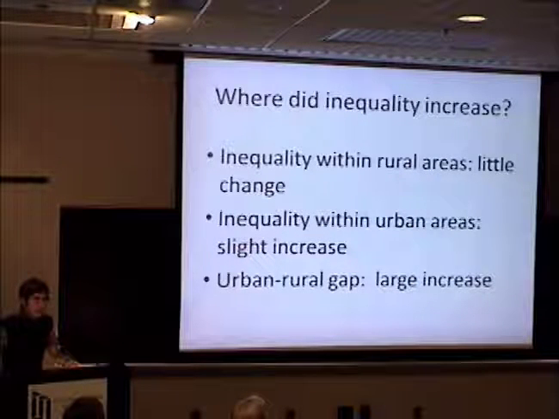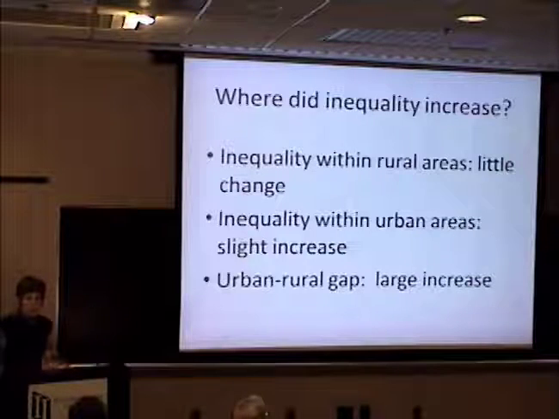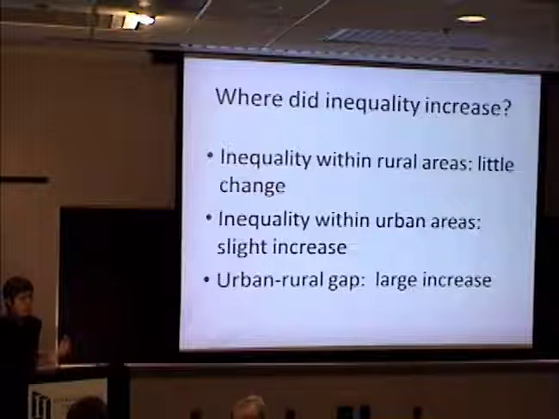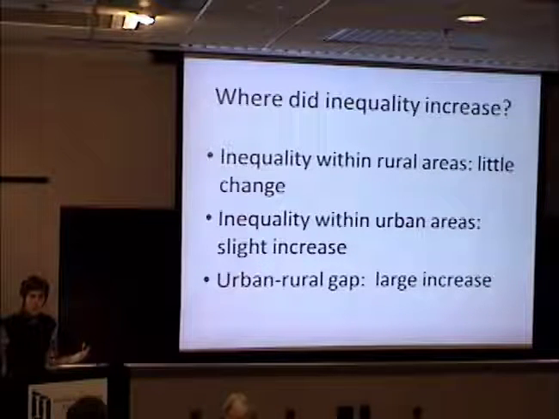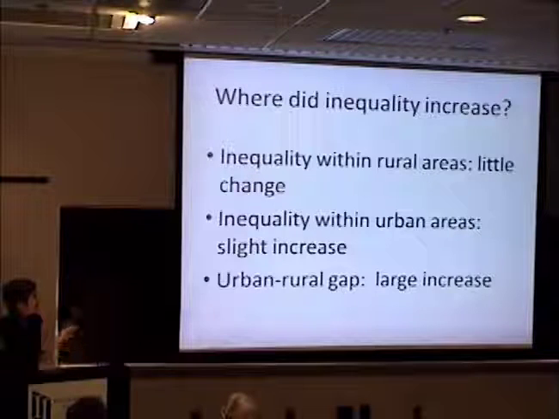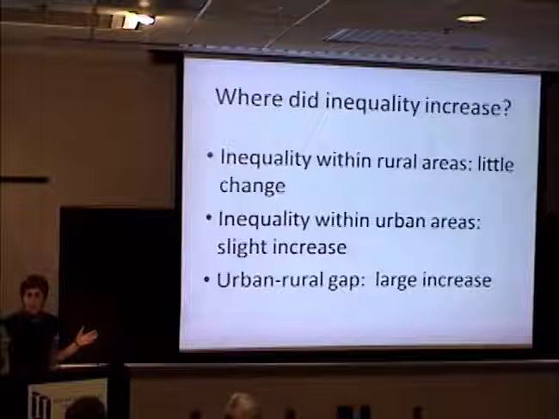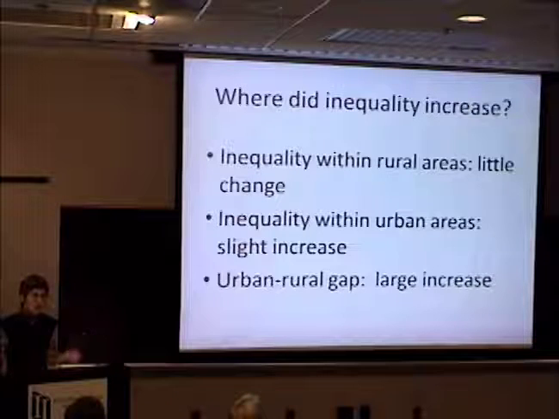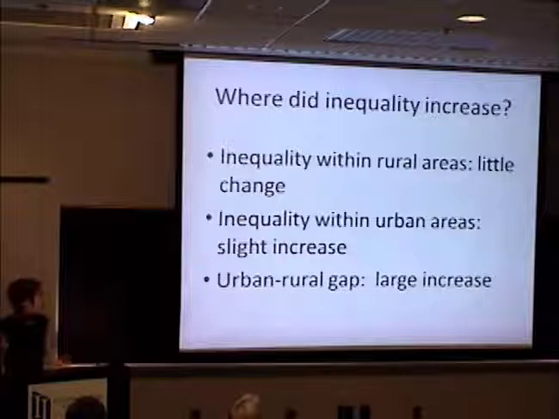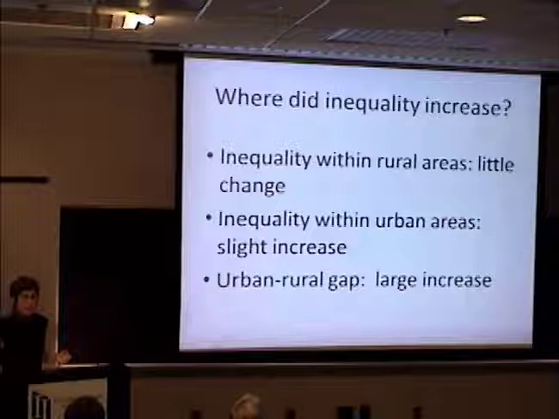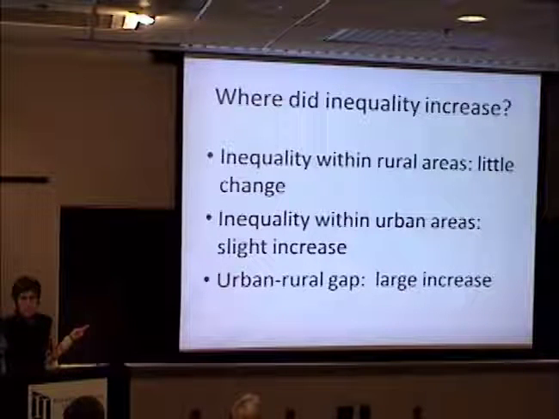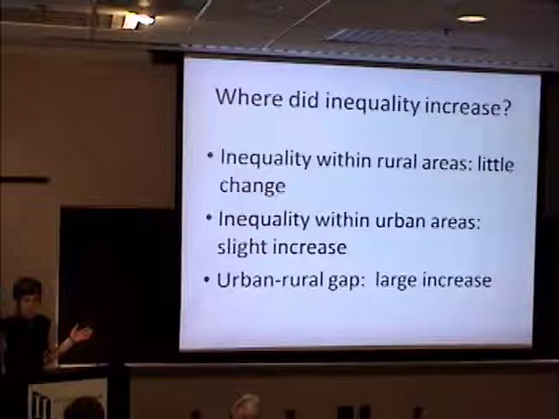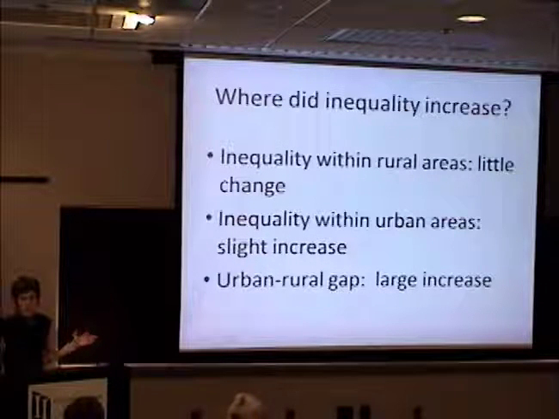Where did inequality increase after 2007? Well, we've only done preliminary analyses of what's underlying inequality, but I'll tell you what we know so far. Rural areas showed very little change in inequality, so it didn't come from changes within rural areas. Within urban areas, there were some modest, slight increases in inequality. But there was a big increase in the difference in incomes between rural and urban areas. And this is just continuing a trend that has been noted already.